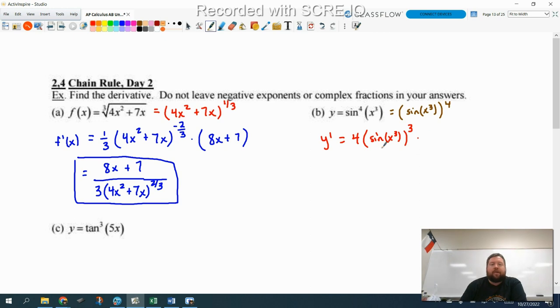Then you're going to multiply by the derivative of the inside, which is cosine. Keep the inside part the same there. And then you're going to multiply by the derivative of the inside of that, which is 3x squared. Simplifying, 3x squared times 4 is 12x squared. Then you have a sine cubed of x cubed, and then a cosine of x cubed.